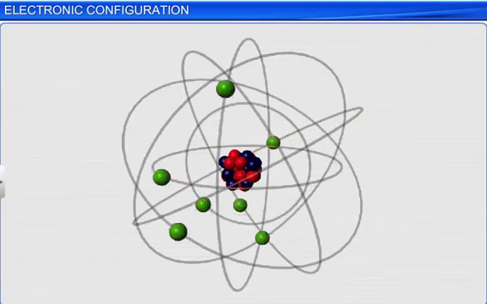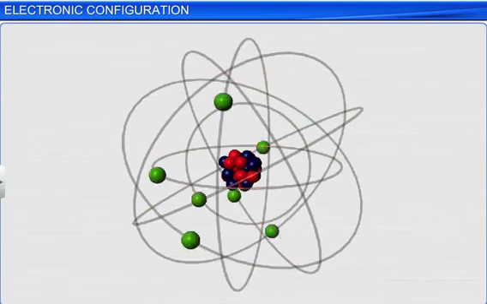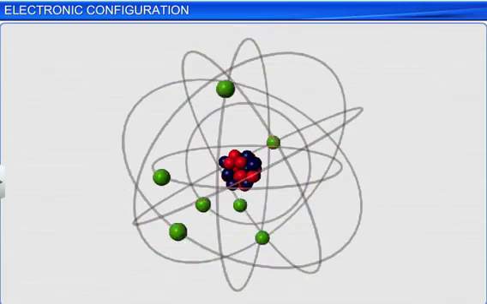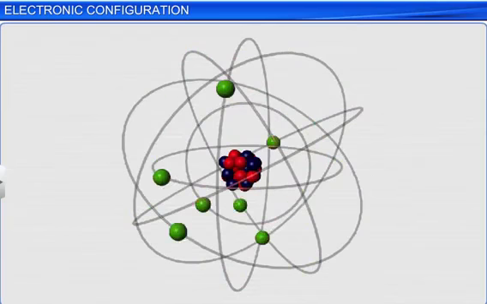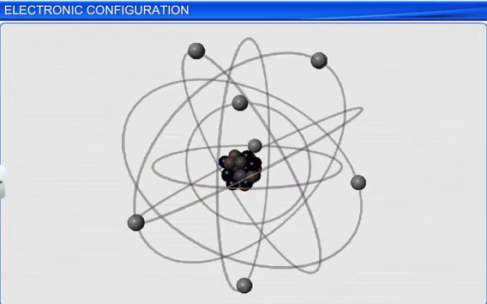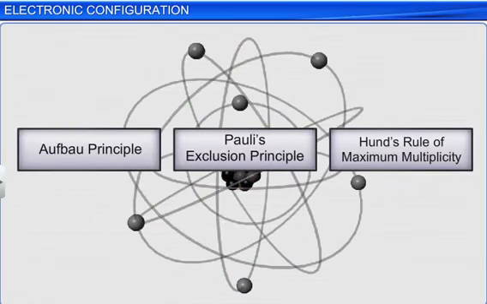We can define electronic configuration as the distribution of electrons into various orbitals of an atom. Before we begin to understand the electronic configuration of atoms, let's recap the three main principles that guide the filling of electrons into various orbitals in an atom.